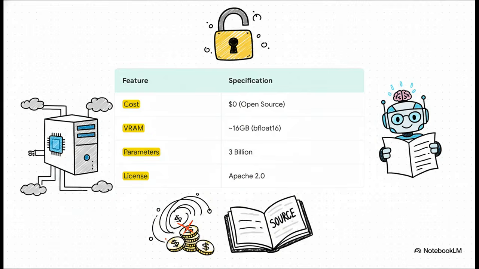And check out the specs on this thing. The cost, $0. It's open source, Apache 2.0 license. It's a pretty lightweight, 3 billion parameter model that only needs about 16 gigs of VRAM to run. You can deploy this thing locally with total privacy and complete control. Just like that, our AI employee can now read.